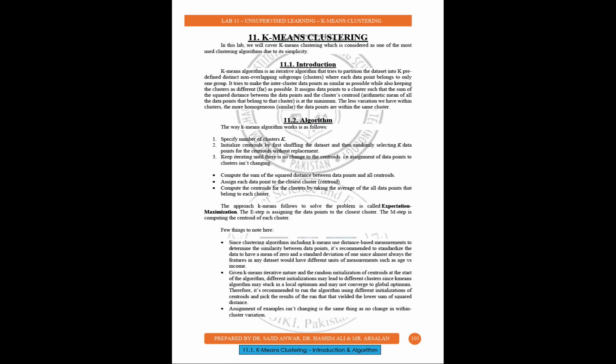So the way the K-means algorithm works is as follows. We specify the number of clusters K, initialize centroids by first shuffling the dataset and then randomly selecting K data points for the centroids without replacement. Keep iterating until there is no change in the centroids, that is, assignment of data points to clusters isn't changing. We compute the sum of the squared distance between data points and all centroids. We assign each data point to the closest cluster or centroid, and we compute the centroids for the clusters by taking the average of all data points that belong to each cluster.